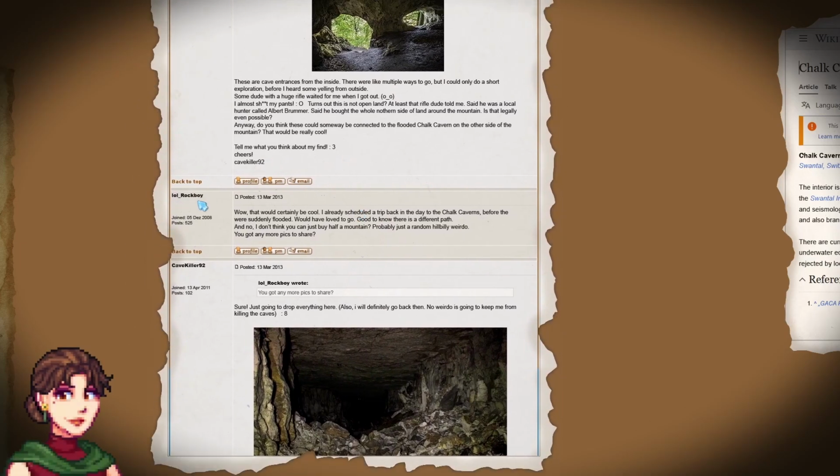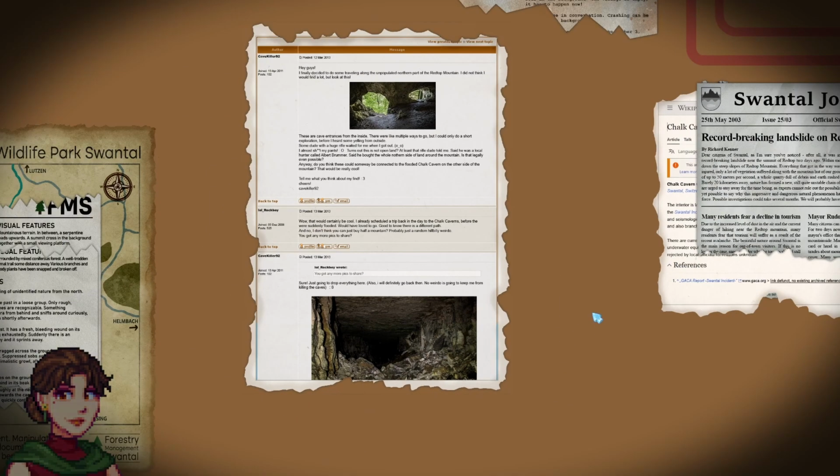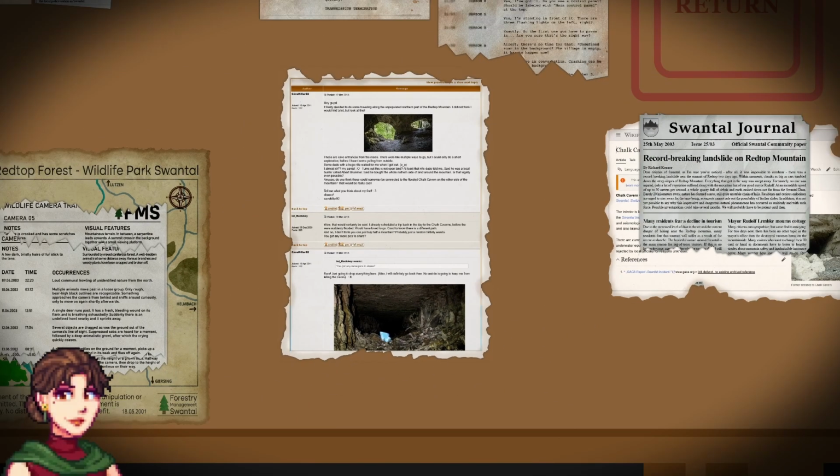Lol rock boy. Well, that would be certainly cool. I already scheduled a trip back in the day to the chalk caverns before they were suddenly flooded. Would have loved to go. Good to know there's a different path. And no, I don't think you can just buy half a mountain. Probably just a random hillbilly weirdo. Got any more pics to share? I'm just gonna zoom out so I don't see the eyes. Oh.